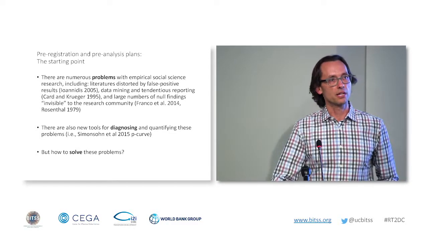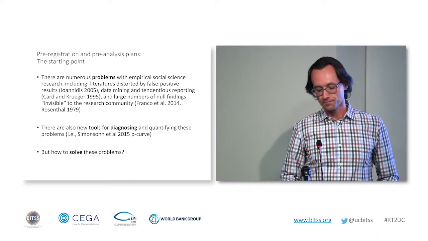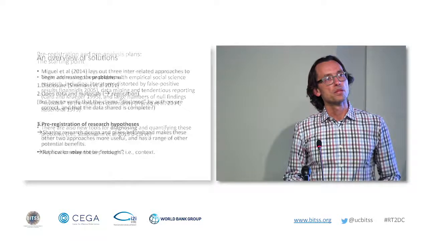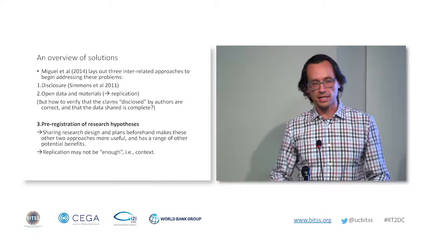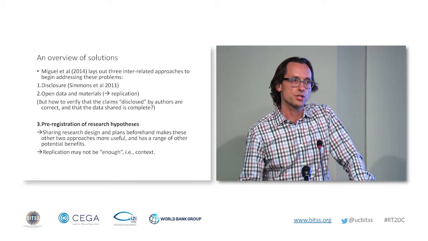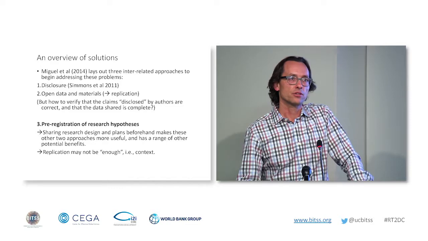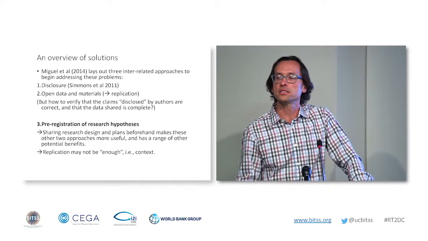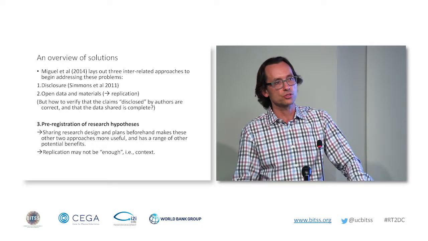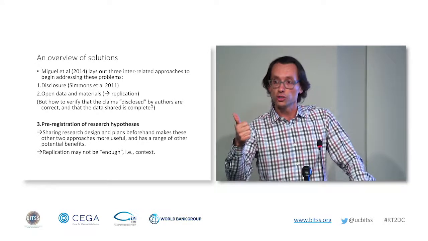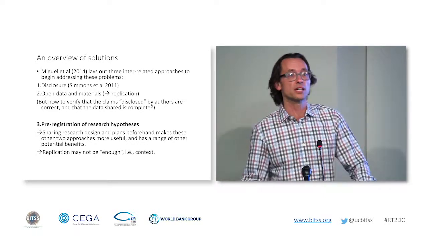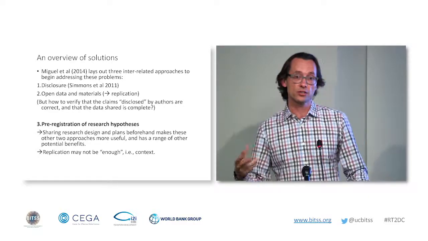So I'll talk a little bit about the background here. This is a potential solution for a number of problems, as I'll talk about. In a piece that came out about 5 years ago, a number of co-authors and I laid out 3 potential approaches to begin to deal with publication bias, specification searching, and these other concerns in the empirical social science literature. One is disclosure. So moving to have scholars disclose details of the research process, to have ethical disclosures, financial disclosures.